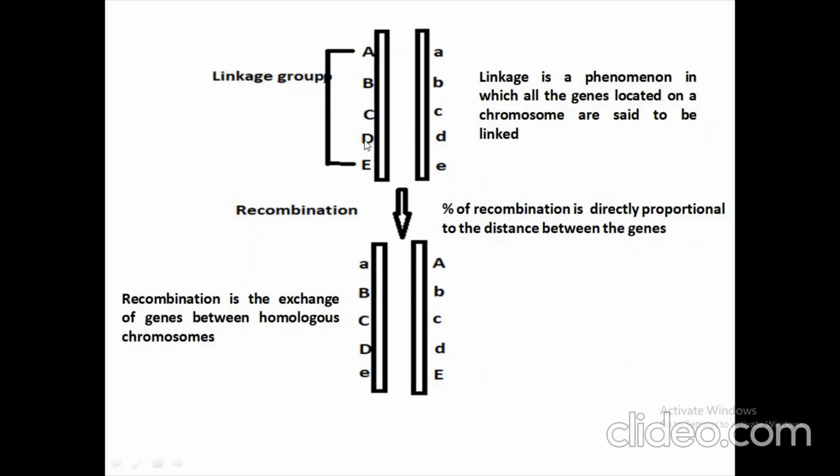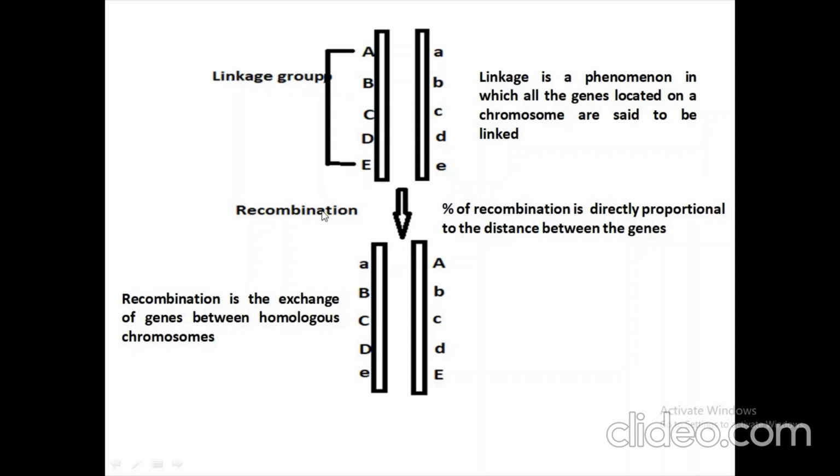In human females there are 23 linkage groups since there are 23 pairs of homologous chromosomes. In human males, there are 22 linkage groups, since there are 22 pairs of homologous chromosomes. This is because X and Y chromosomes in human males are not homologous. Okay, so that's all about linkage.